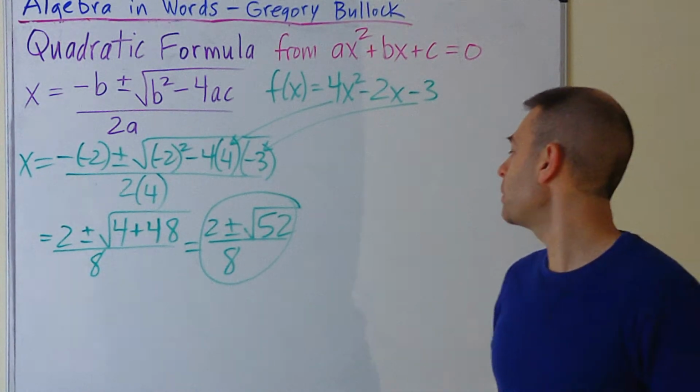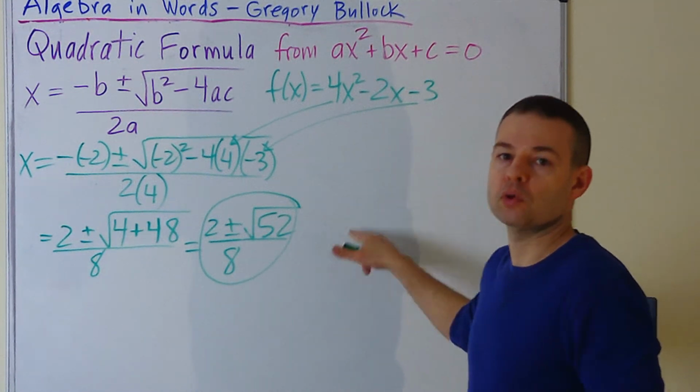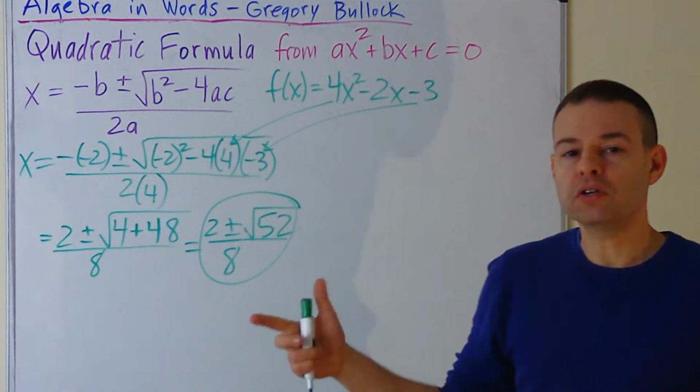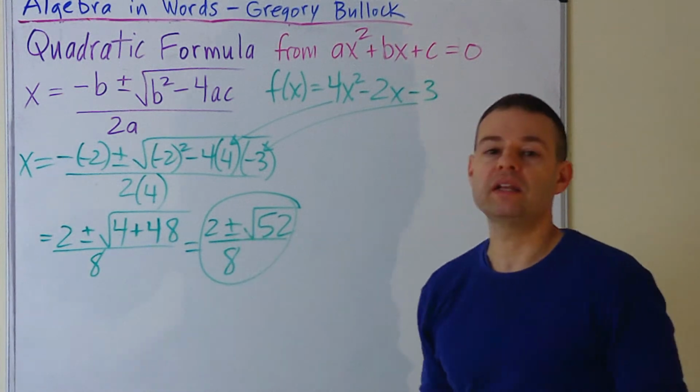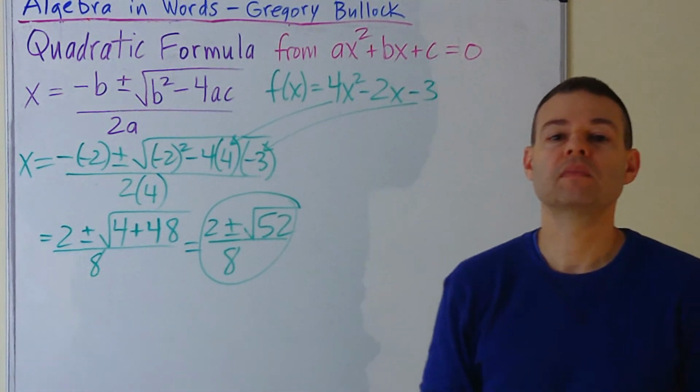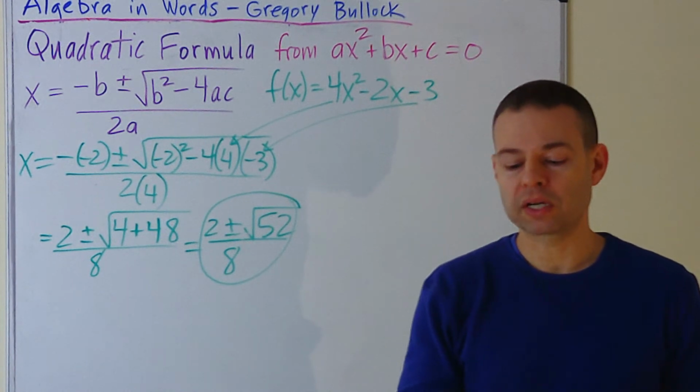Could you split it up and write it as 2 plus square root of 52 over 8 and 2 minus square root of 52 over 8? You could do that, but normally we just write it in one consolidated way like that. So this is acceptable. So I'm going to pause this video and we're going to look at one more.